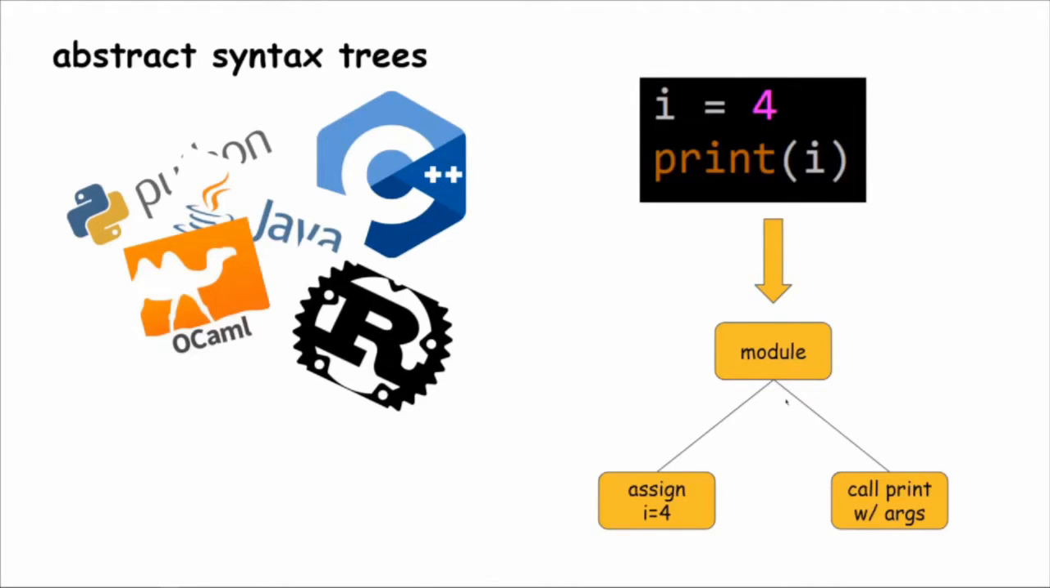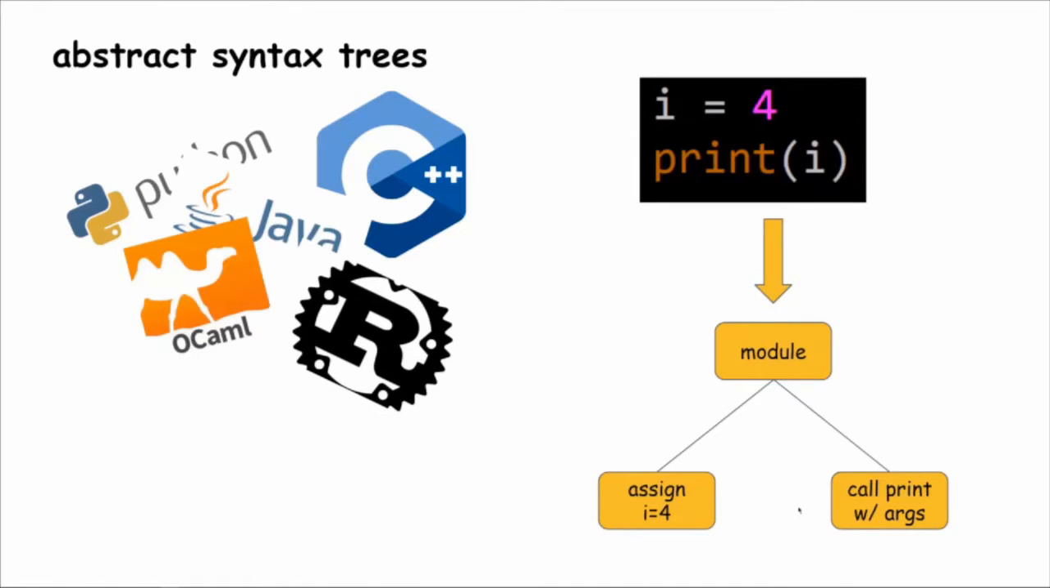So in this simple example, the module just represents the high-level module, the program itself, and then we have one node that represents the declaration and assignment of the variable I, and another node that represents some call to the print function that takes arguments.